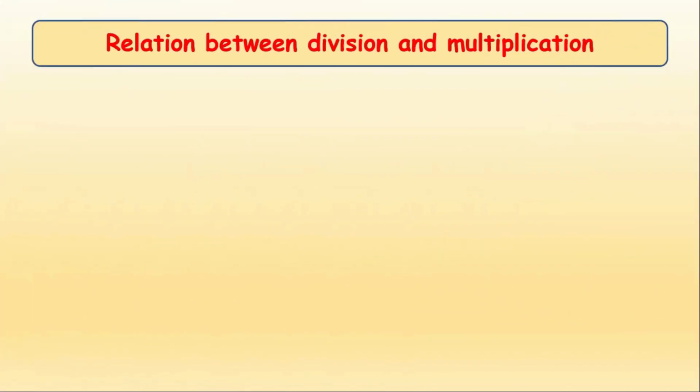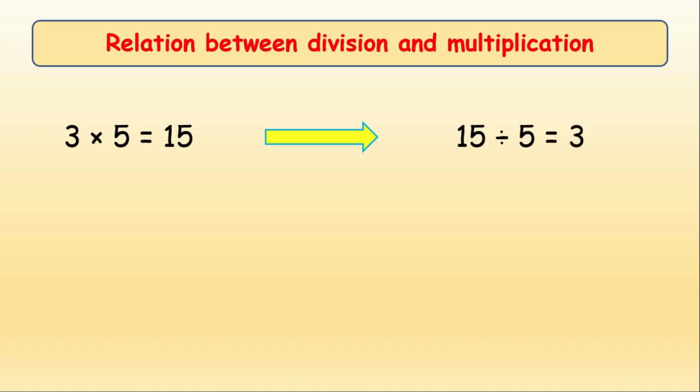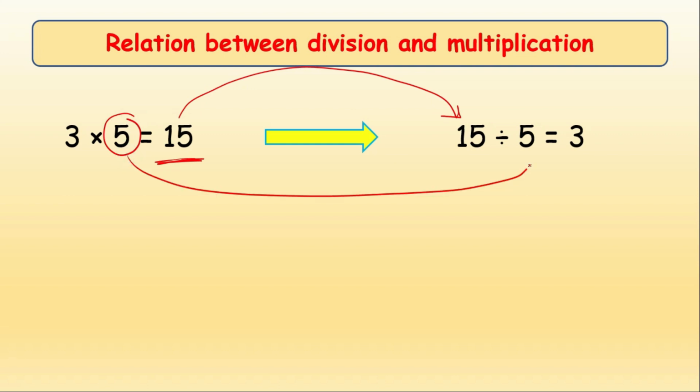Now let's talk about the relation between division and multiplication using a simple example. 3 times 5 equals 15. That leads to 15 divided by 5 equals 3. Okay, so here we have a relation between multiplication and division. Here the product of the multiplication operation changed to be the dividend in the division operation, and the factor changed to be the divisor, and the other factor changed to be the quotient. That means there is a relation between division and multiplication.